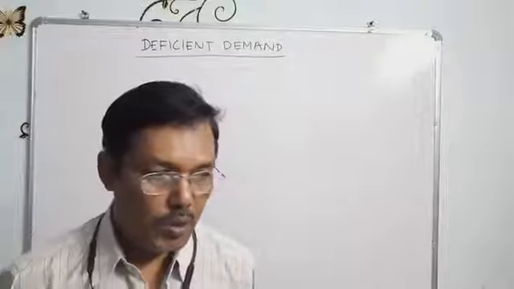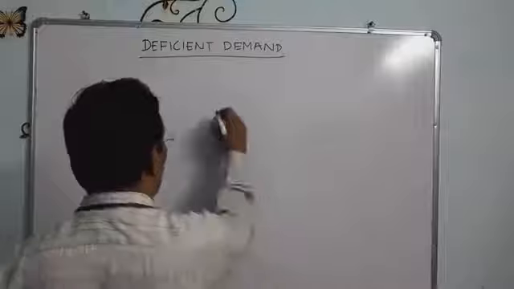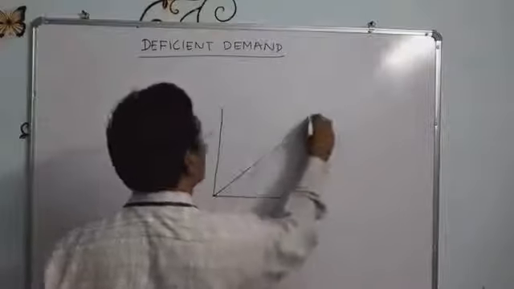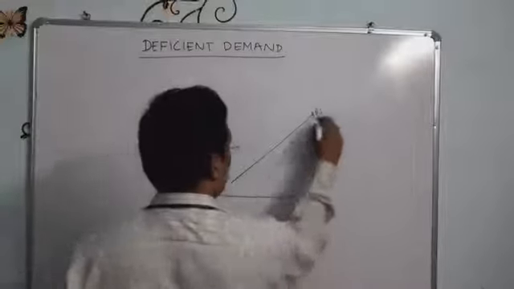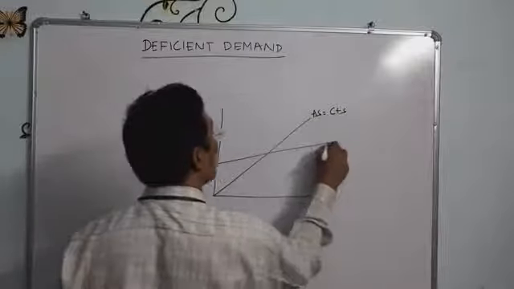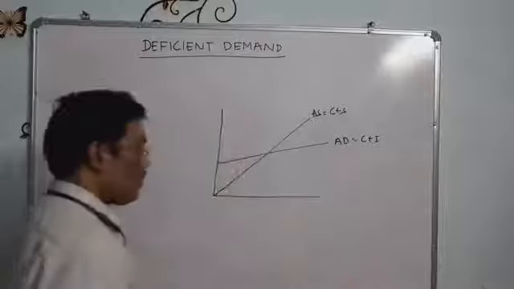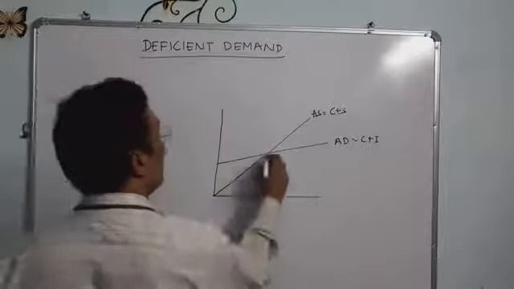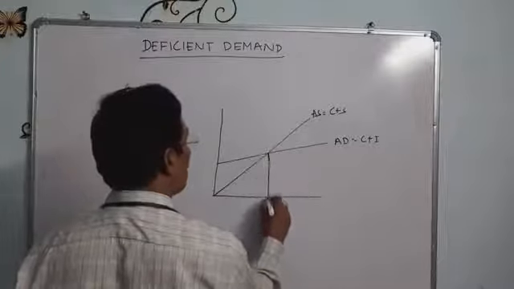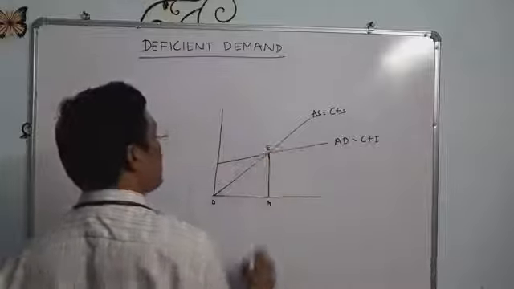We have already known the situation of full employment, that is aggregate demand and aggregate supply. Aggregate supply is equal to consumption plus saving, and aggregate demand is equal to consumption plus investment, and this is the full employment situation. OM level of the full employment situation is the demand.